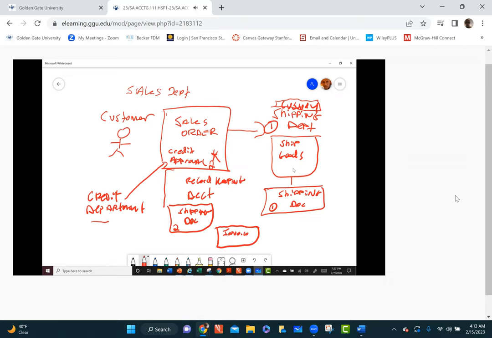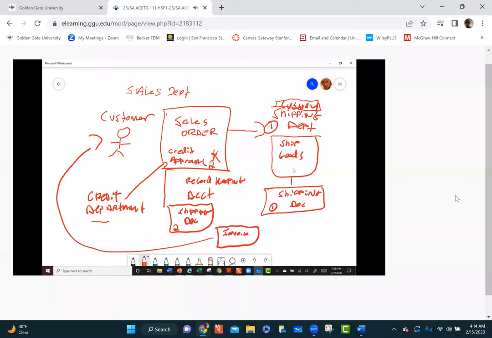And of course, they're going to send that invoice along with the goods. And the shipping document, the bill of lading essentially, is going to go to the customer as well. So there are also copies going to the customer, the invoice, because we want to get paid. The shipping document is going over to them as well. So that's that bill of lading that I was talking about earlier. So now we've got that invoice.